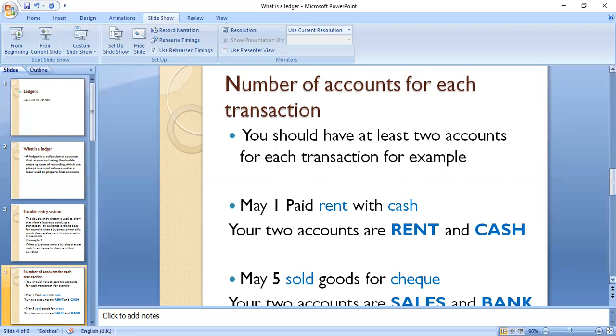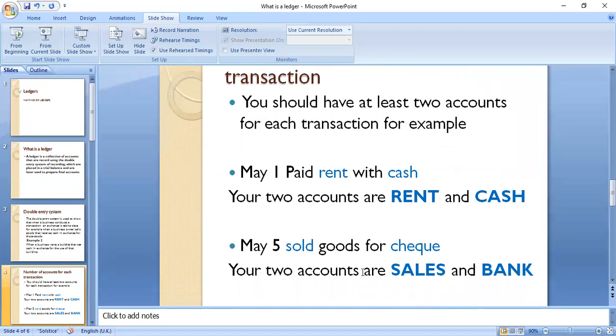The next one says May 5th, sold goods for check, right? Your two accounts affected now would be sales. Sold is referred to as sales when you're preparing the ledgers, and check is referred to as bank. The reason why check is referred to as bank is because you have to take the check to the bank, all right?